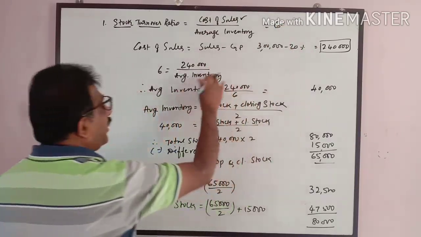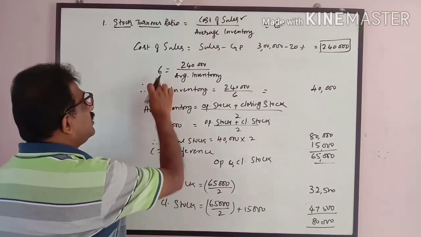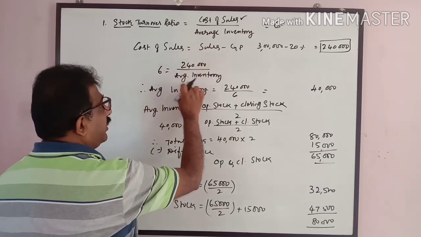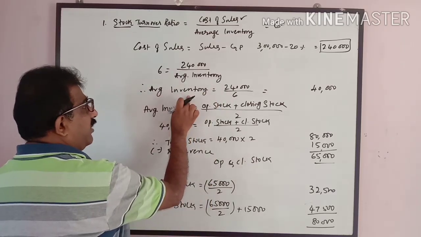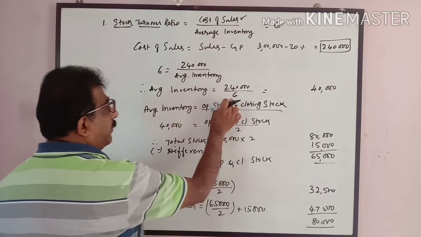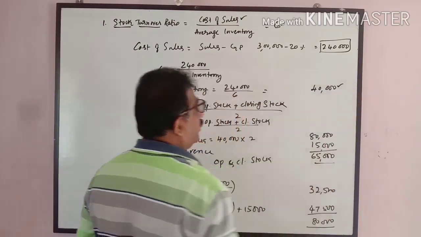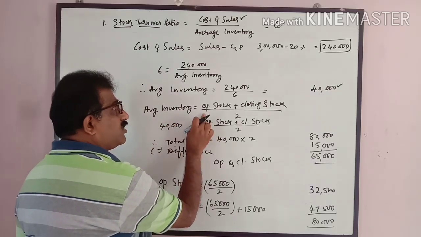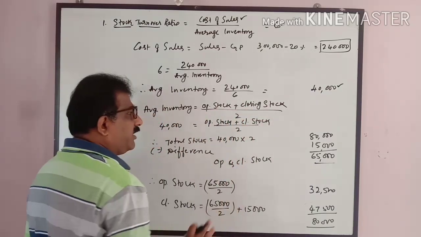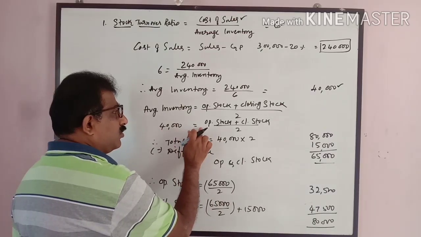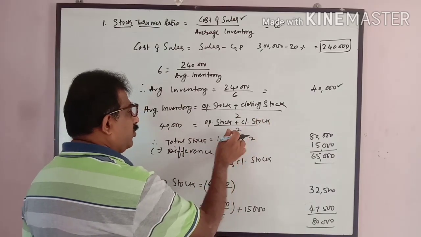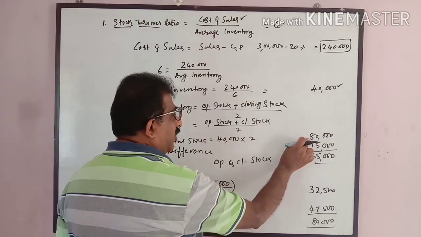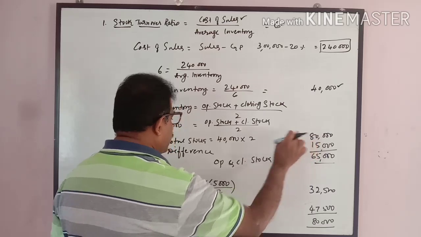With the help of this, we can find the average inventory. 6 is equal to cost of sales 2 lakh 40 divided by average inventory. Therefore, average inventory is 2 lakh 40 divided by 6, which comes to 40,000. Average inventory is opening stock plus closing stock divided by 2. So 40,000 is equal to opening stock plus closing stock divided by 2. So the total stock comes to 40,000 into 2, which is 80,000. This includes both opening and closing stock.